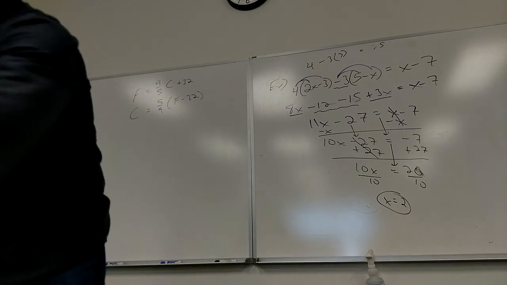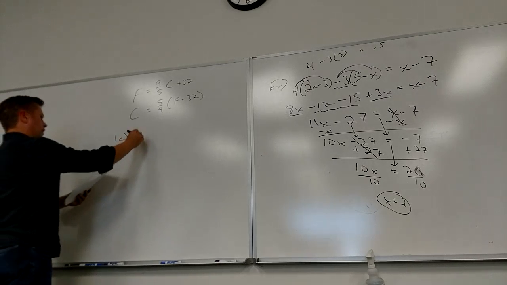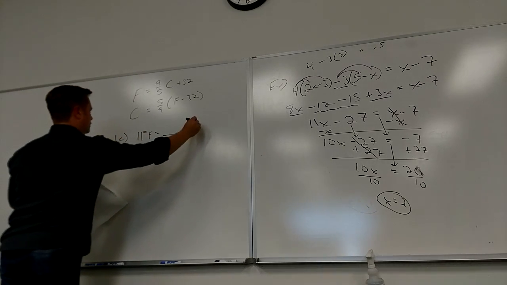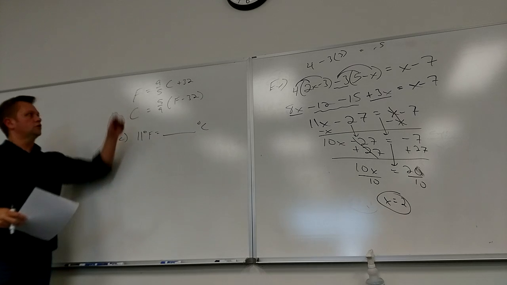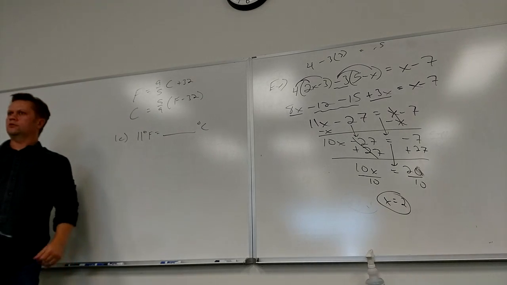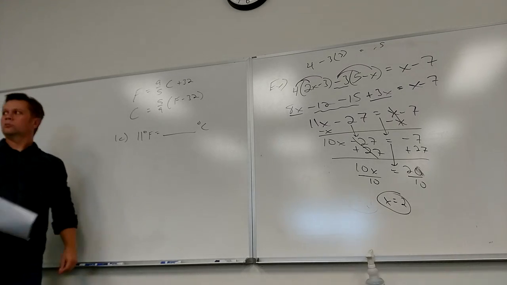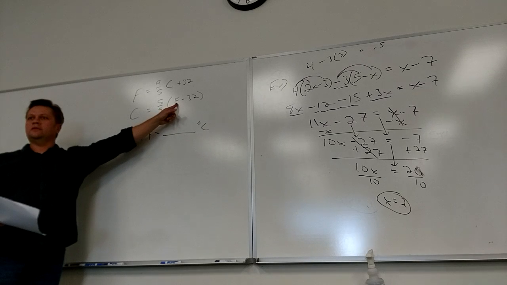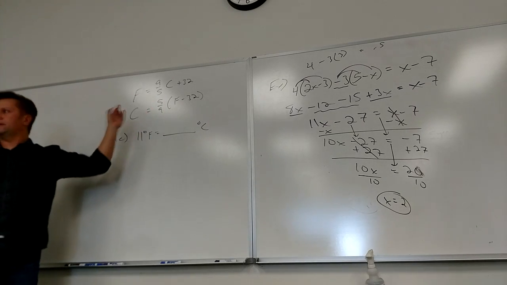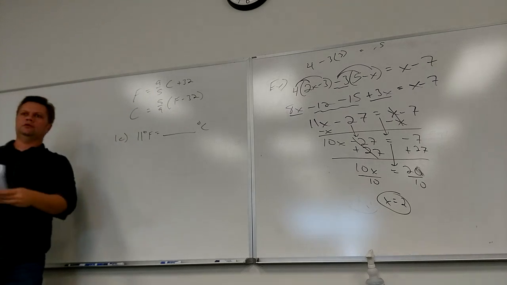So 1C. I know 11 degrees Fahrenheit, and I want to know Celsius. So top or bottom, which one is the better one? Bottom, because I know F. I want to know C. This is already solved for C. I could use the other one, but then I have to actually solve for C. Why would I do that to myself?